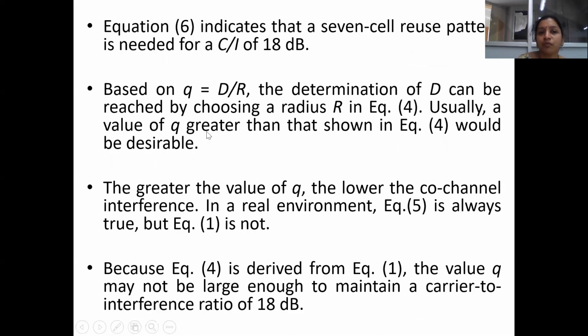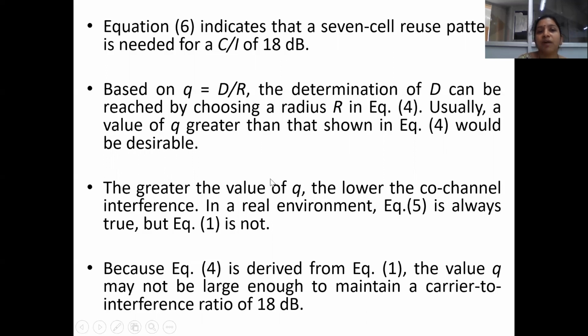Here usually a value of Q greater than that shown in equation 4 would be desirable, because we cannot say exactly 18 dB. It should be more than 18 dB, because there may be fading and other path losses, since in real time the signal is not propagating through free space. That's why here we have taken exactly 18 dB and got K equal to 7 cell reuse pattern. But in real time we cannot take exactly 18 dB. It should be somewhat more than 18 dB; 18 dB plus or minus 3 dB will always be preferable.